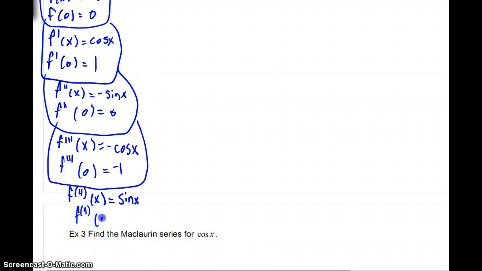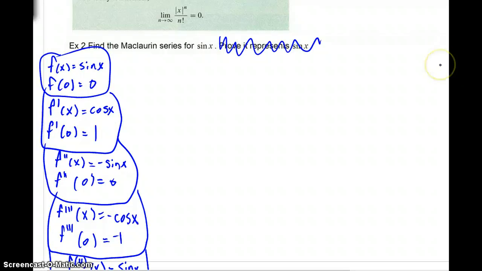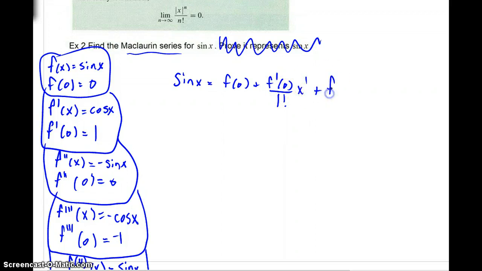The derivatives of sine functions are cyclical. They begin to repeat this pattern, and you can see that this cycle would be 4 steps long. So what we're going to do very quickly is say that sine of x, with a Maclaurin series, would be f of 0 plus f prime of 0 divided by 1 factorial times x to the 1, plus f double prime of 0, x squared all over 2 factorial, plus f triple prime of 0 all over 3 factorial times x cubed, and then plus the fourth derivative evaluated at 0, x to the 4th, all over 4 factorial.